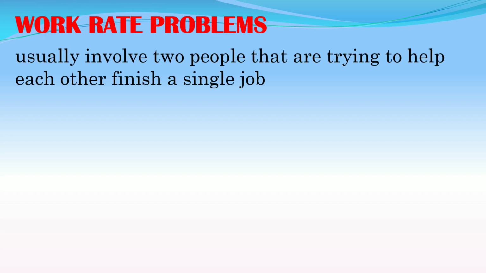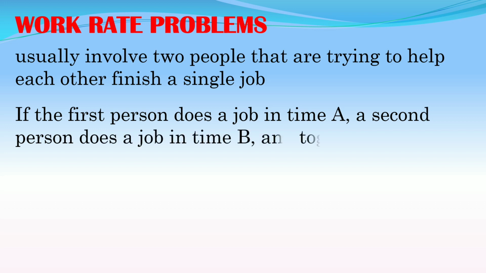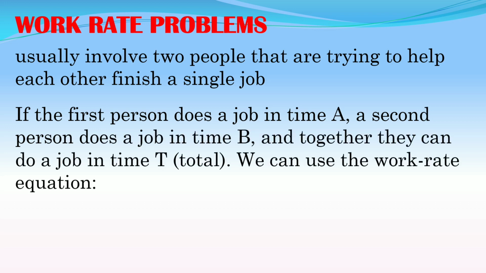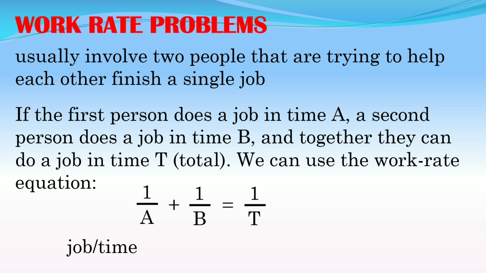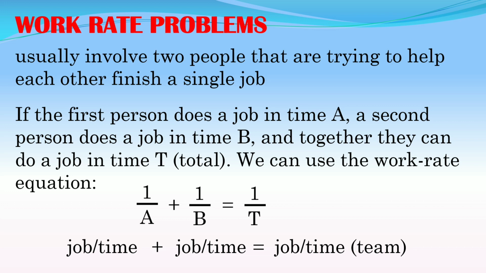So, usually involve two people that are trying to help each other finish a single job. So, if the first person does a job in time A, the second person does a job in time B, and together they can do a job in time T, or what to say the total, we can use the work rate equation, which is 1 over A plus 1 over B equals 1 over T. Wherein job over time plus job over time is equals to job over time, so as a team.